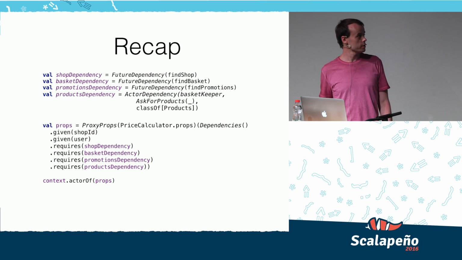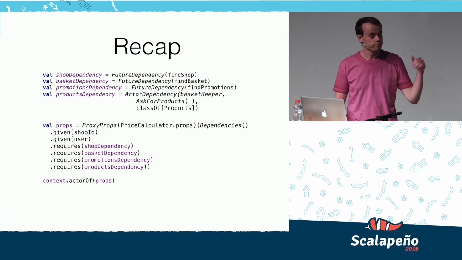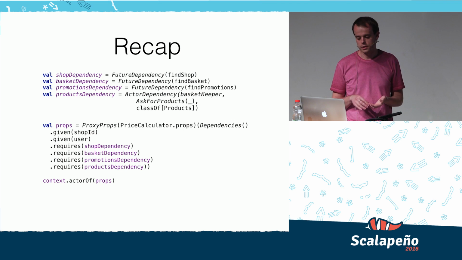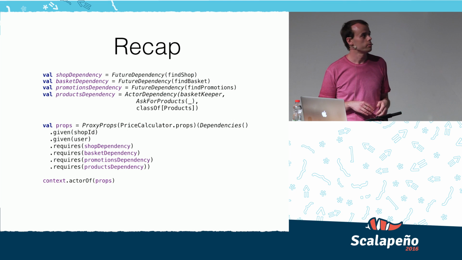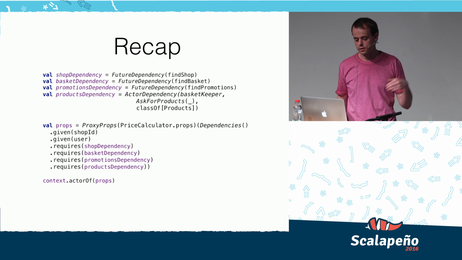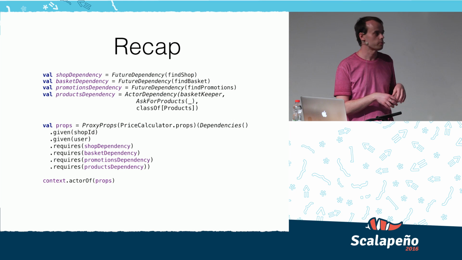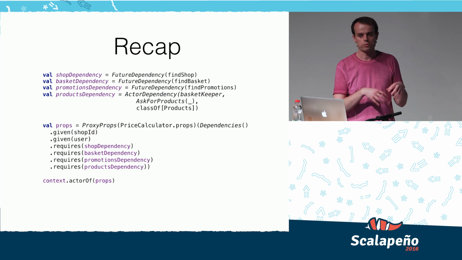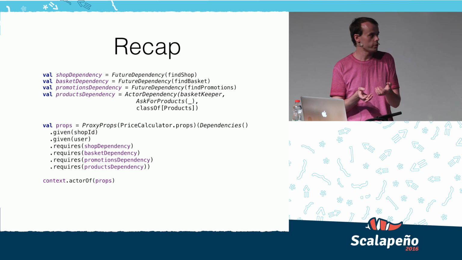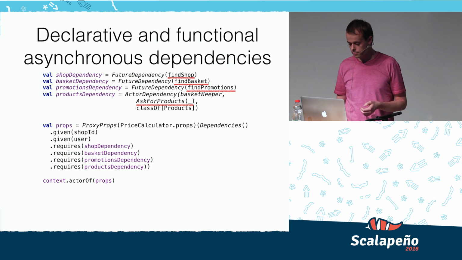Okay, so now just a recap. This is once again how the solution looked like. We have first a set of dependencies which are just purely functional. There are two types, future dependency and actor dependency, and then we can use them to build our actor. First we are defining what our actor needs, and then what dependencies we are providing.